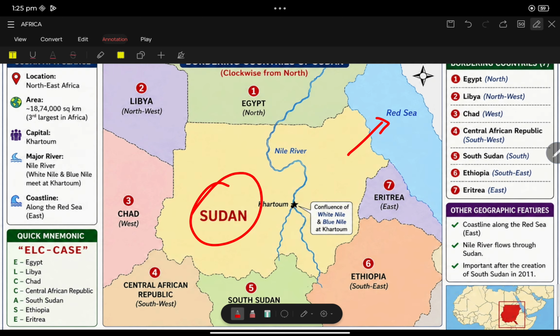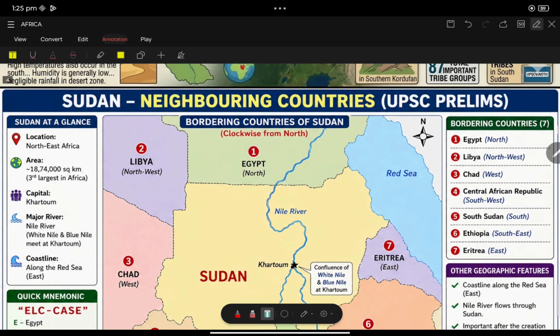When they are asking the question, they will say that Sudan is a landlocked country. No, Sudan faces the Red Sea, so it is not landlocked.